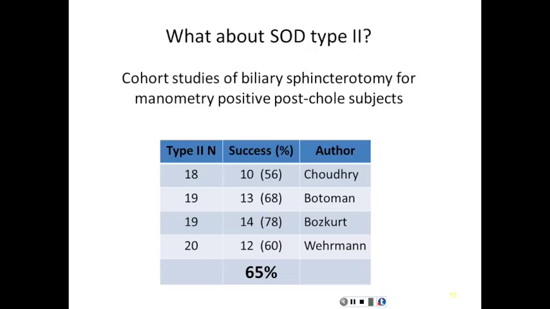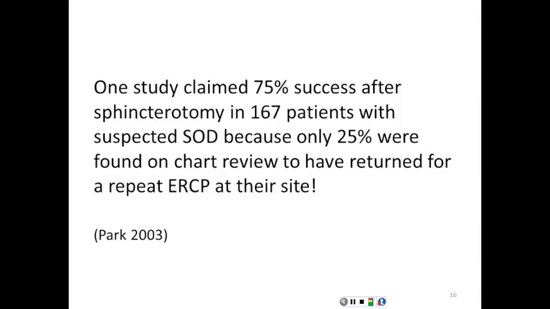Now let's move on to SOD type 2, where, as we said, these are patients with post-cholecystectomy pain and some abnormality on the biliary side, a dilated duct or abnormal labs. And if you look at the cohort studies, you'll see that success is claimed in about 2/3 of those patients.